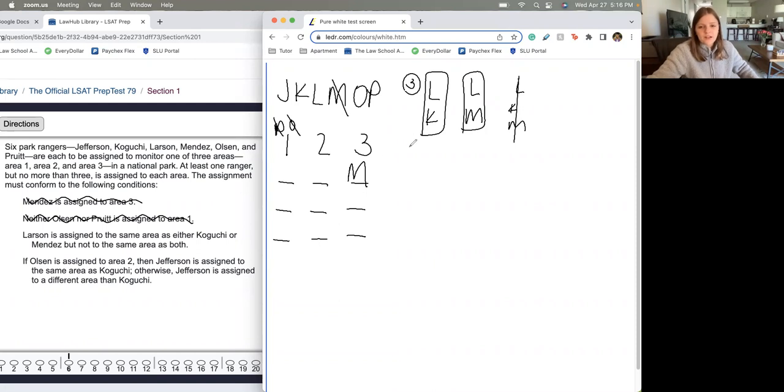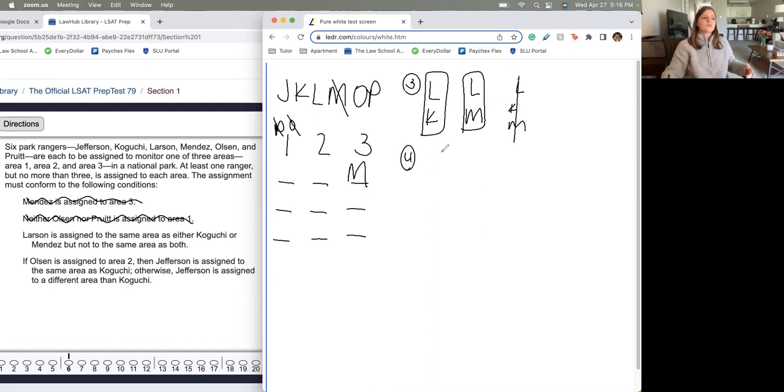So our last and final rule says if O is assigned to area 2, then J is assigned to the same area as K. Otherwise, J is assigned to a different area than K. Okay, so I'm going to write out the first part.